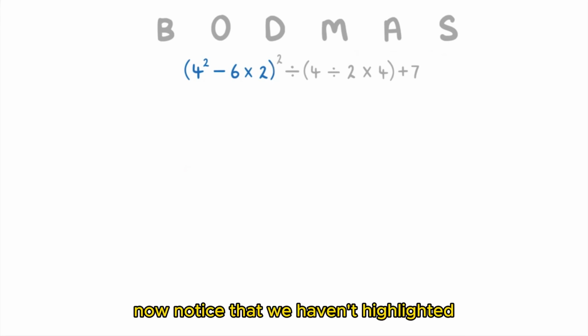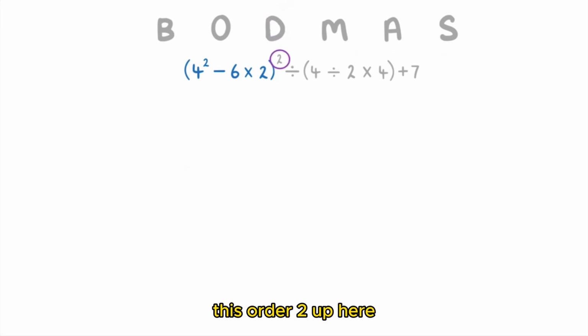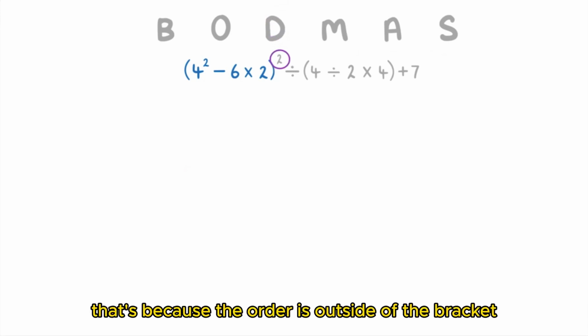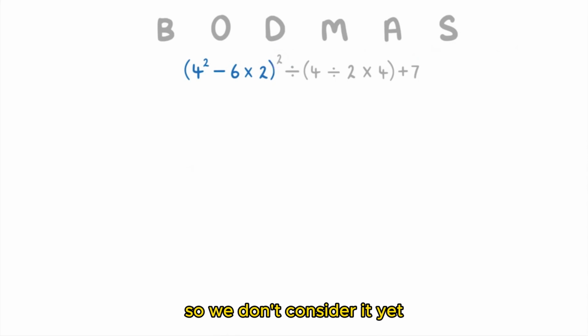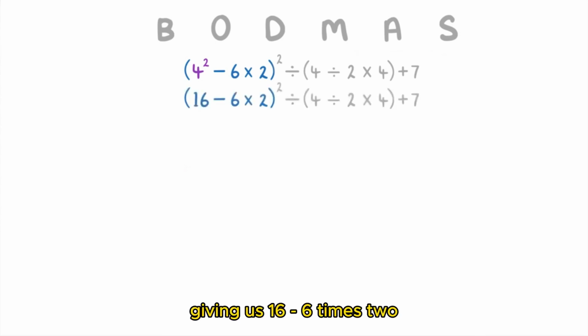Now notice that we haven't highlighted this order of 2 up here. That's because the order is outside of the bracket, so we don't consider it yet. We're only focusing on what's inside the bracket for now. Within the bracket, the first thing we have to do is the order of 2 on the 4. So 4 squared, which is 16, giving us 16 minus 6 times 2 inside the bracket.